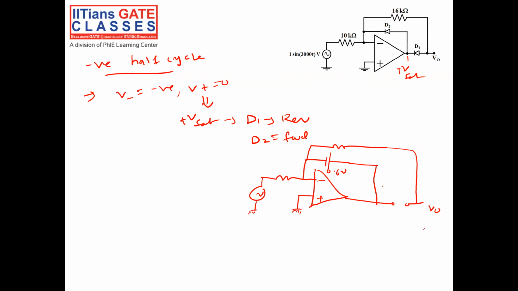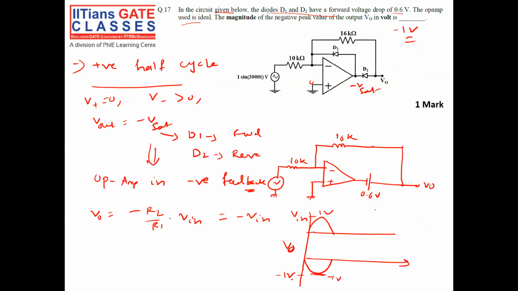Since there is negative feedback, V positive is equal to V negative is equal to 0 volt. So 0 volt is here and it is open here, so no current will flow, and V0 will be 0. So during the positive half cycle, my V out will be minus V in, and during my negative half cycle, V out will be 0. So the negative peak is nothing but minus 1 volt. So minus 1 volt is the answer.